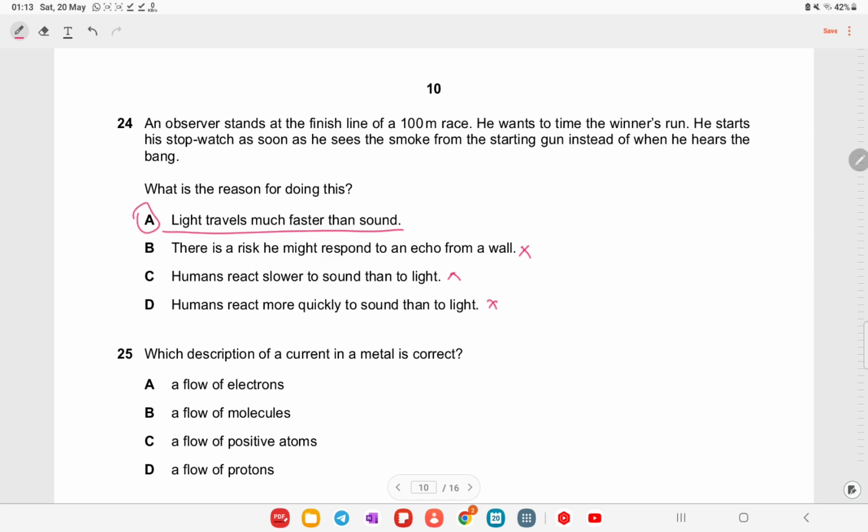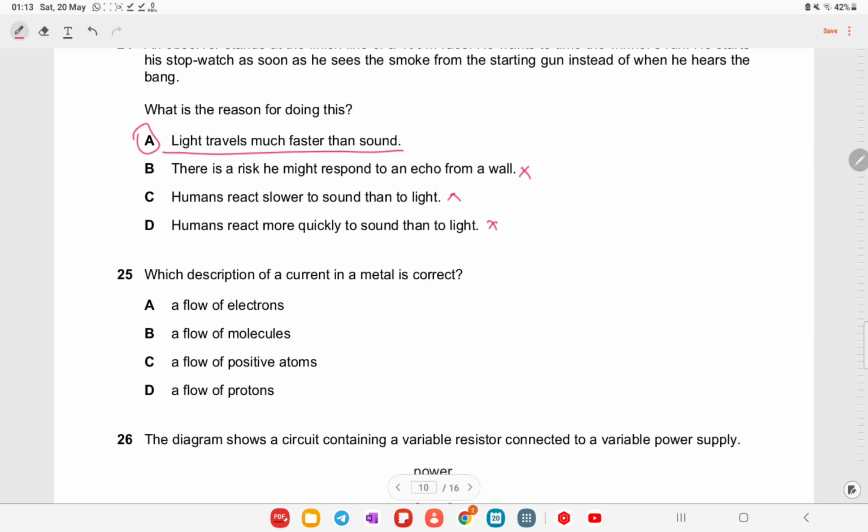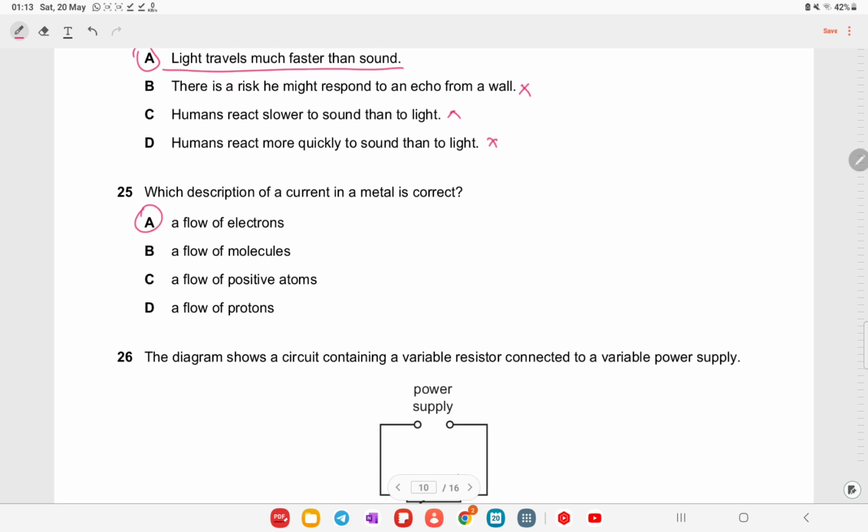Which description of a current in a metal is correct? A flow of electrons, a flow of molecules, positive atoms? No, it's the flow of electrons.